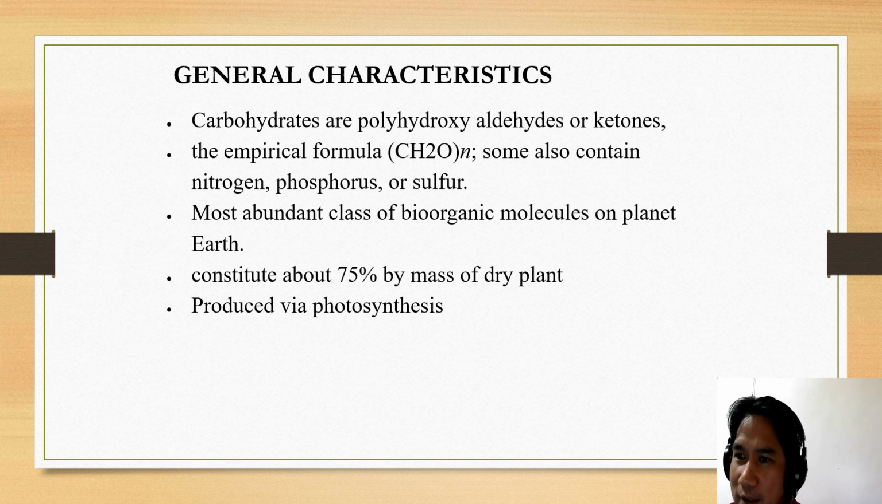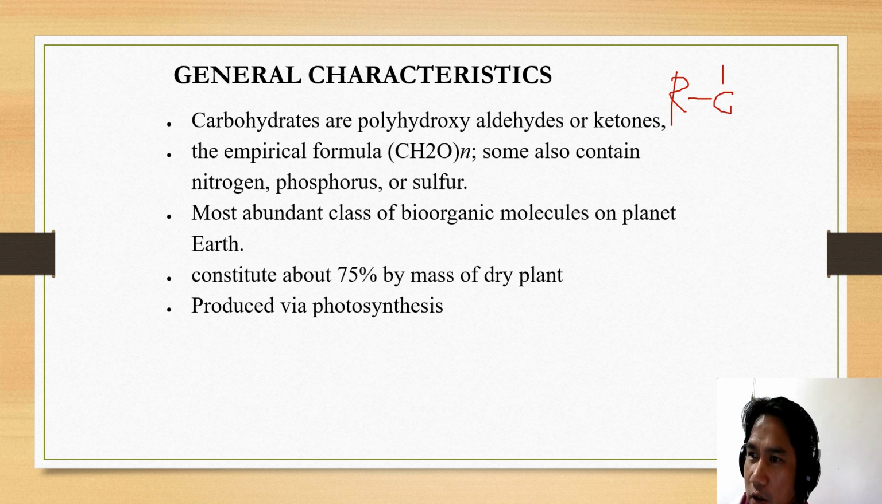Remember, the general formula of an aldehyde is R, C, double bond O, H. Okay, let me write it down with a pen. So an aldehyde has a general formula of R, C, double bond O, then H. Remember the R represents the rest of the molecule.